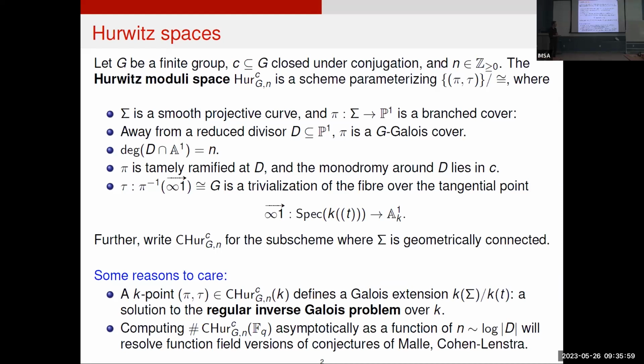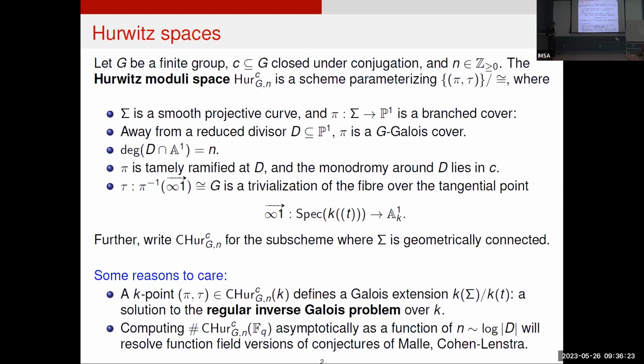These are similarly Galois extensions. It's just now that they're Galois extensions of a function field. And so there are various conjectures of Gunther-Malle and Cohen and Lenstra about the distribution of these extensions. And so if we can control the size of the set of F_q points of these schemes, then we can address some of these function field conjectures.